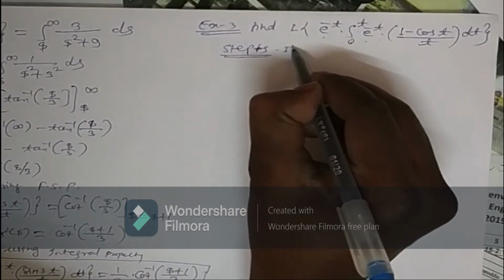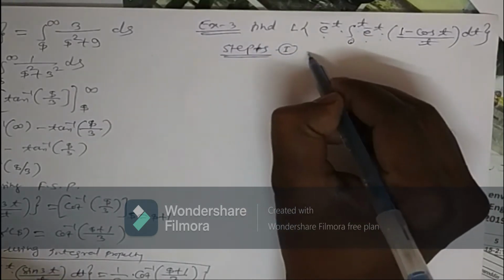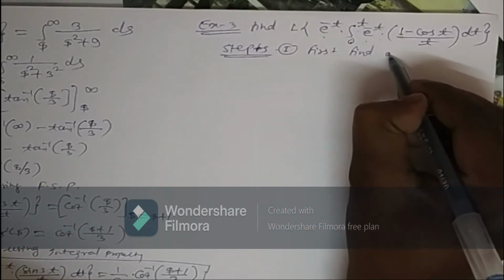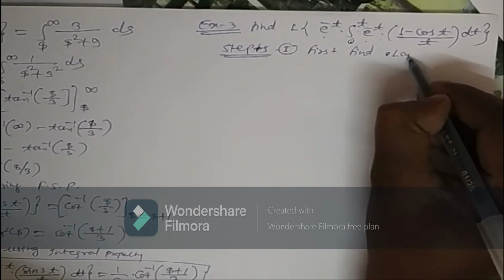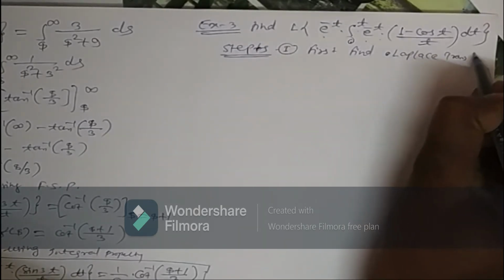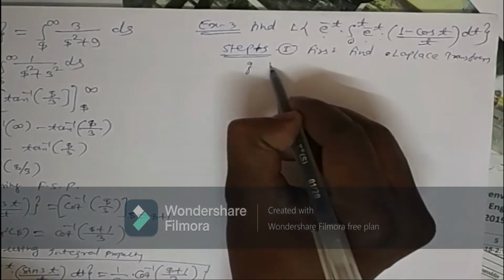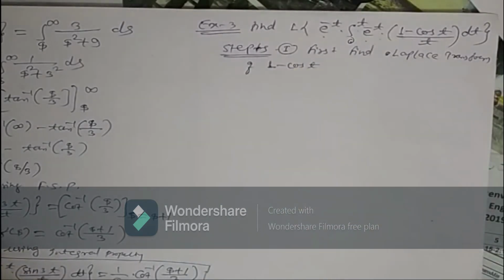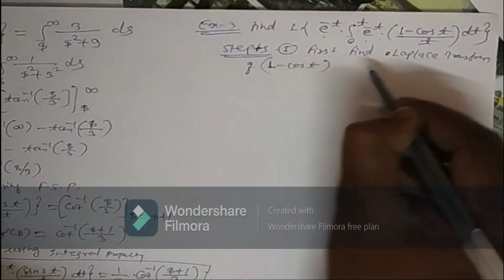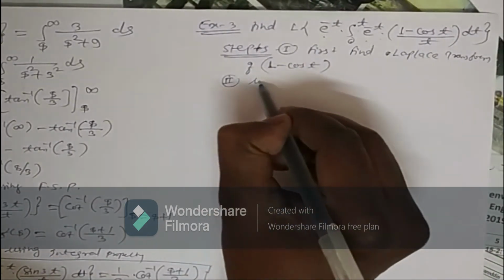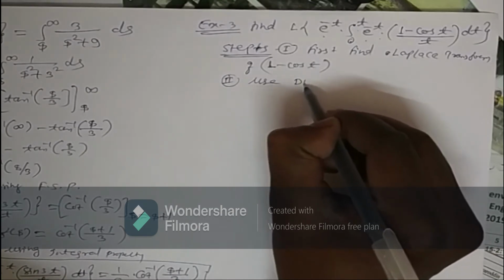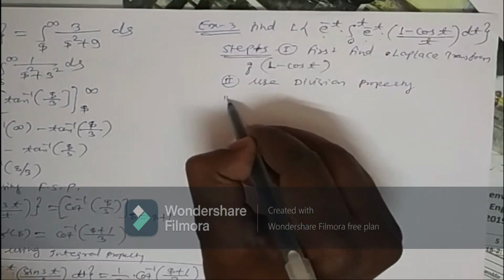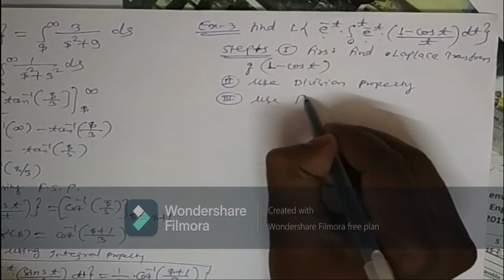So first step first: find the Laplace transform of 1 minus cos t. First, find the Laplace transform of 1 minus cos t. Step 2, use the division property. Third, use the first shifting property.